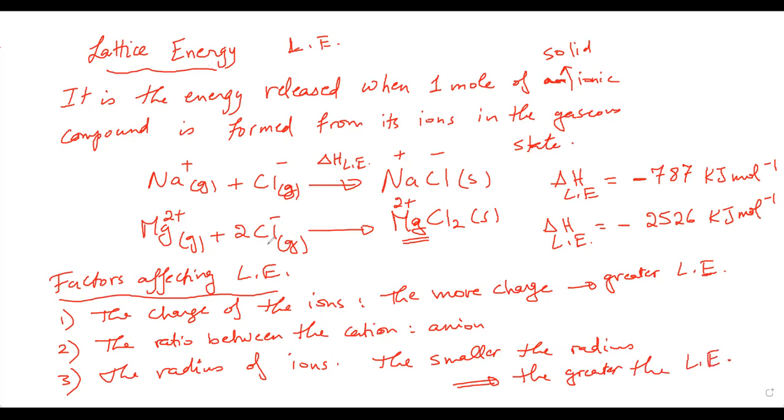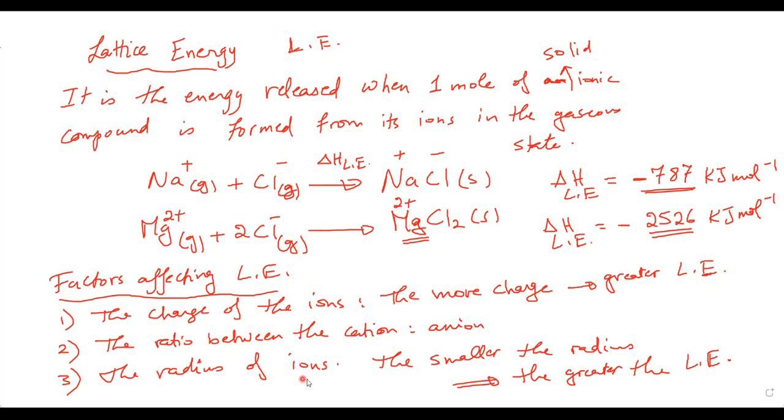Okay, so as you see here, there are three factors affecting the value of the lattice energy that is released when positive and negative ions react together to form 1 mole of a solid ionic compound. It is the charge on the ions. The more the charge on the ion, the greater will be the lattice energy released. And the ratio between the cation and the anion, here you see that the ratio is 1:1, but here the ratio is 1:2. So also the more the ratio between the ions, the greater will be the lattice energy.